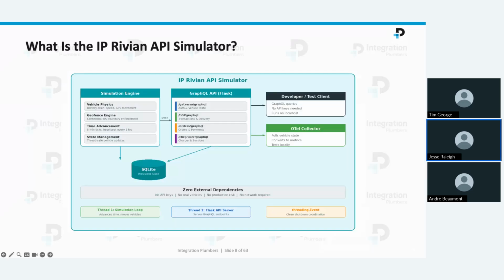The Integration Plumbers Rivian API Simulator is a utility we developed to expedite the testing and development of our OpenTelemetry collectors and alerting and management infrastructure built atop it. Our goal was to be able to both verify that our collectors were performing as expected, but also to allow us to inject fault states and simulate conditions at scale.